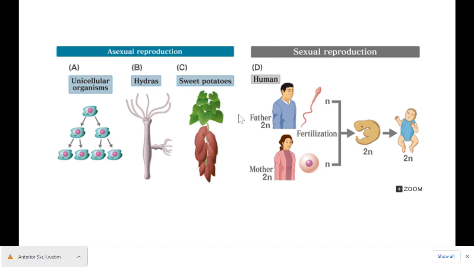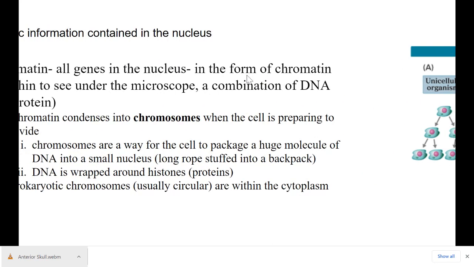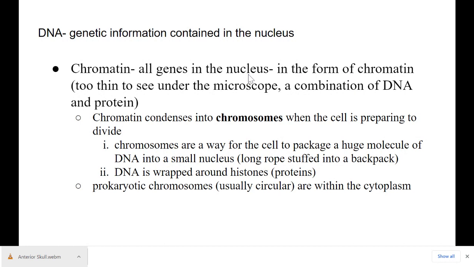So here we go. Asexual reproduction. You can see some things: unicellular organisms like a bacteria cell, and some other things there that will reproduce asexually. Sexual reproduction: if I take a sperm cell from a dad and an egg cell from a mom, they come together. They're going to create this thing called a zygote, and then that zygote will develop into a baby, which we all started as. Now, in order for all of this to happen, we have this stuff called DNA.